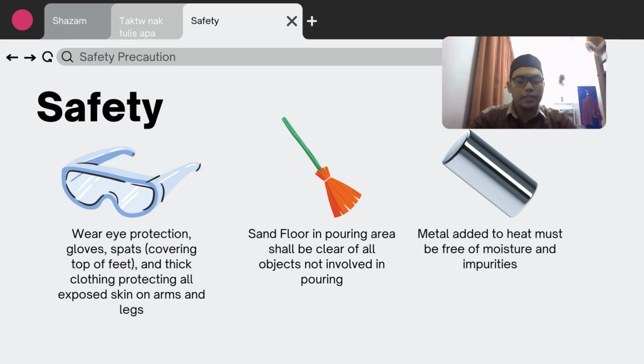Before we do any sand casting, we first need to know the safety precautions of the sand casting project. The first one is to wear eye protection, gloves, spats covering the top of the feet, and thick clothing protecting all exposed skin on arms and legs. Second, the sand floor in the pouring area should be clear of all objects not involved in pouring. Third and lastly, metal added to the heat must be free of moisture and impurities. That's all for the safety precautions of the sand casting project.